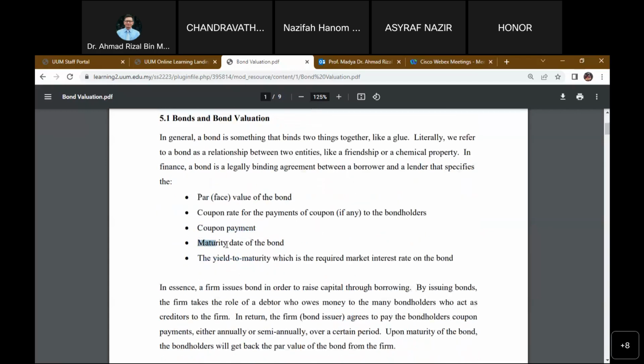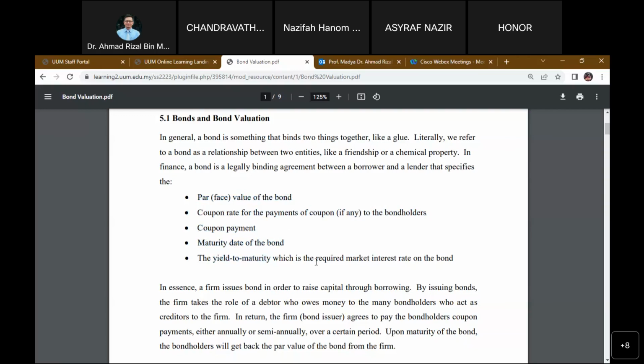Now, another important feature is the maturity date. A bond has a maturity. It cannot be forever. So the length would be fixed and agreed upon. So let's say a 10-year, 8-year, or 20-year bond. So it has a maturity date. And finally, the yield to maturity is the required rate of return. This is the prevailing interest rate for that particular bond as a result of this face value, this coupon rate, and this maturity date or length of the bond. So all these three would determine what would be the yield to maturity or the required rate of return.